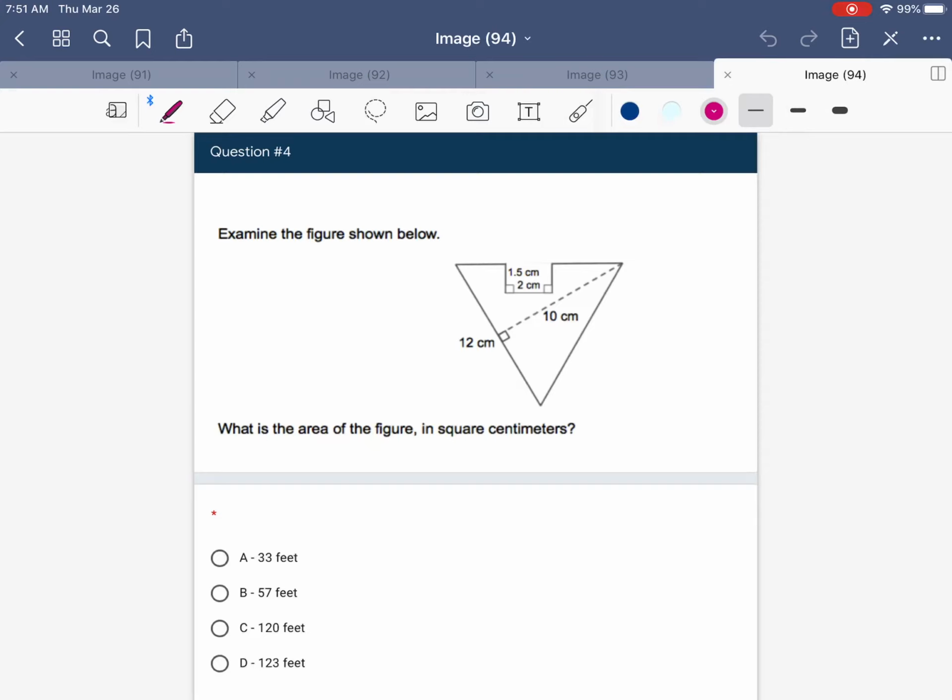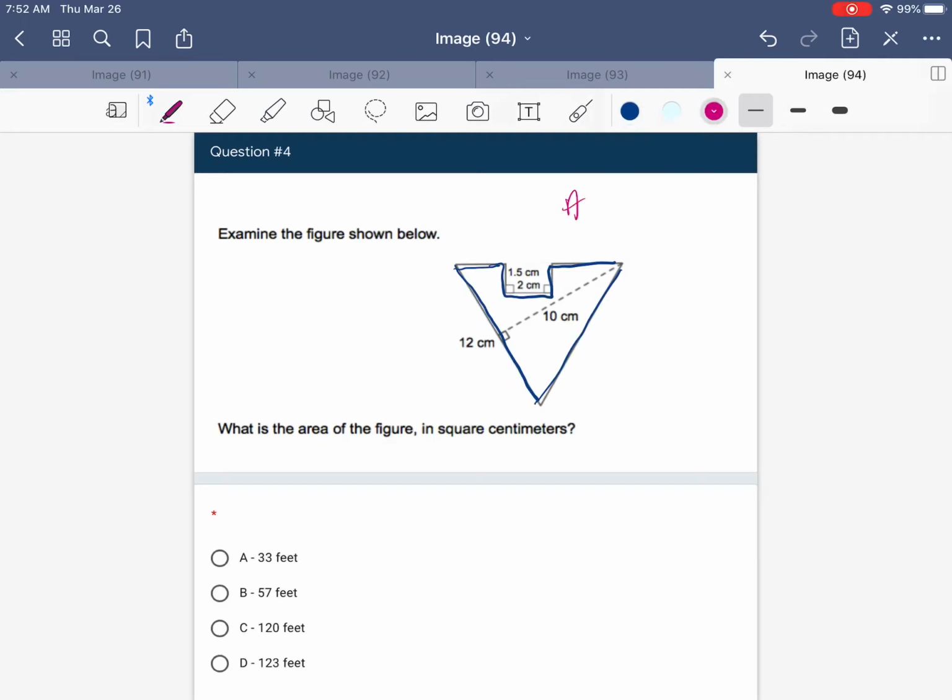Number 4. So on this one, I have a triangle, and then I'm going to take out a square. So it says, what is the area of the figure in square centimeters? So it's kind of like saying, I have this triangle, but I'm kind of chopping out a square part of it. So we have two different shapes we want to figure out, though. The first one would be the triangle.